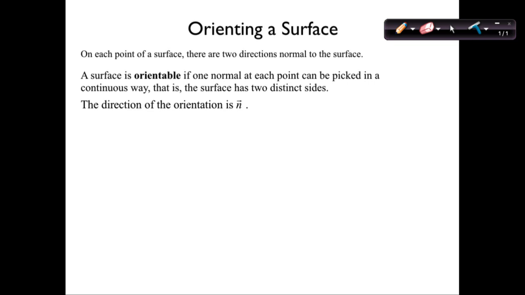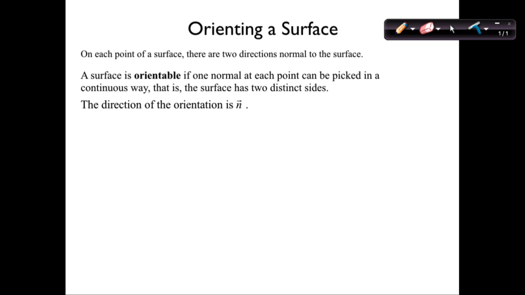And then we use the n vector to be the direction of orientation. The n vector is like an orthogonal vector. So there's two choices, right? If it's like a basic z is a function of x and y, you can kind of think of it as up or down. And so then you pick one of those, and that's your orientation.